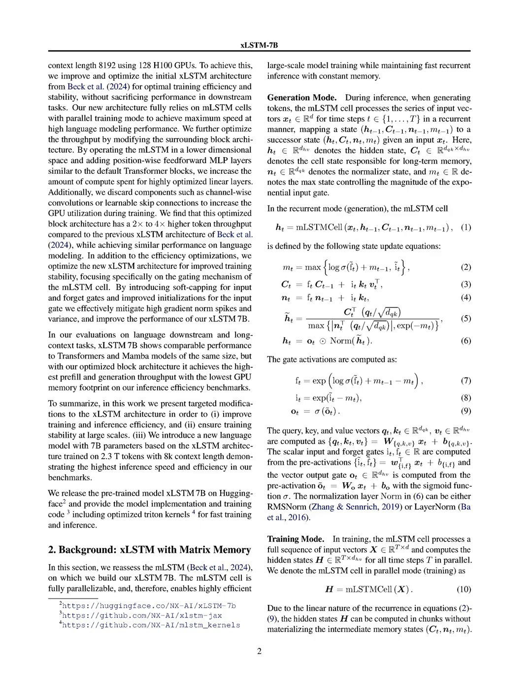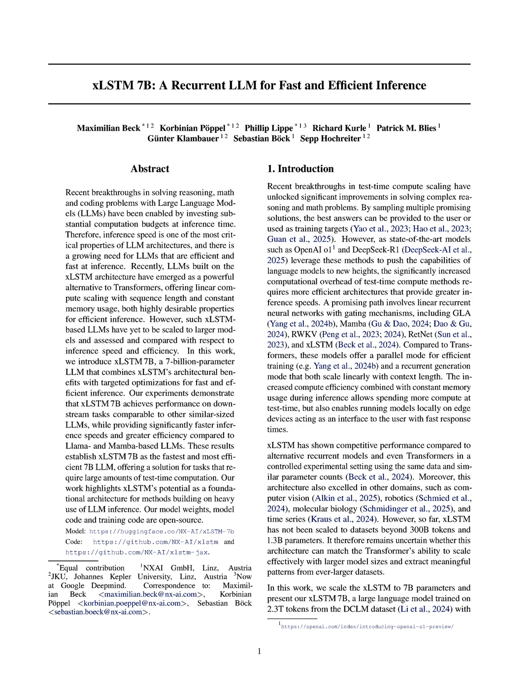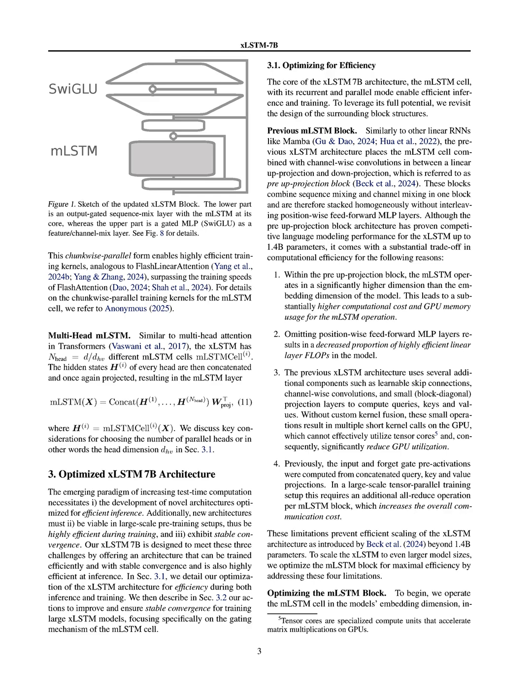The xLSTM-7B architecture specifically addresses the challenges of computational overhead in test-time compute methods by optimizing for both inference efficiency and training stability. It achieves this by employing a linear recurrent neural network design that allows for constant memory usage during inference, enabling faster response times and the ability to run on edge devices. The architecture incorporates improvements such as operating the mLSTM cell in a lower dimensional space and introducing position-wise feedforward MLP layers, which enhance computational efficiency.